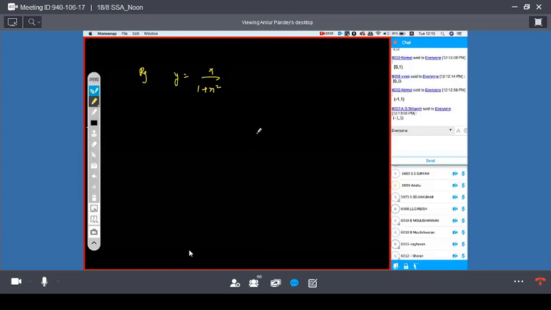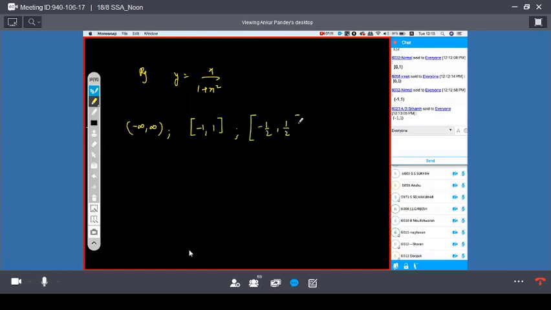Acha. This is something. Now Shrikant is talking something. Options are minus infinity to infinity, minus 1 to 1, minus half to half, and minus root 2 to root 2.